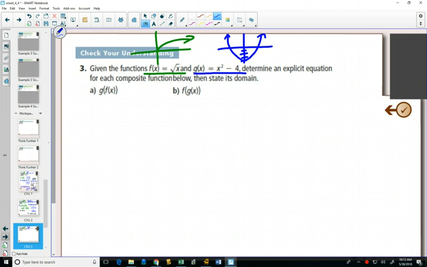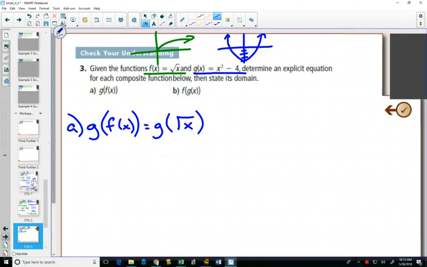We again want to find an explicit equation and state its domain. So in A, for g of f of x, f of x is equal to the square root of x. And the function g says, whatever we put into g, it gets squared, and then you minus 4. So if you plug a square root of x into g, it's going to get squared, and then minus 4. What is the square root of x squared? It's just x. And so this simplifies to be x minus 4.